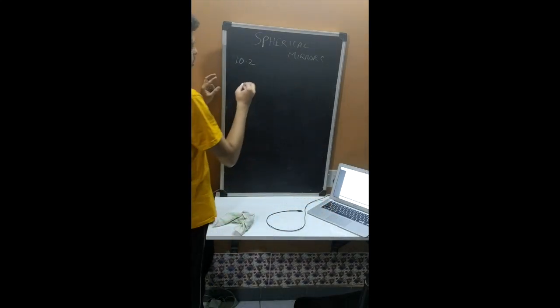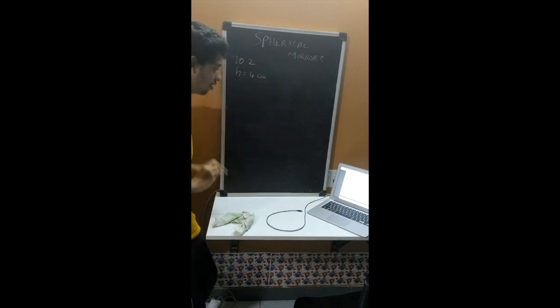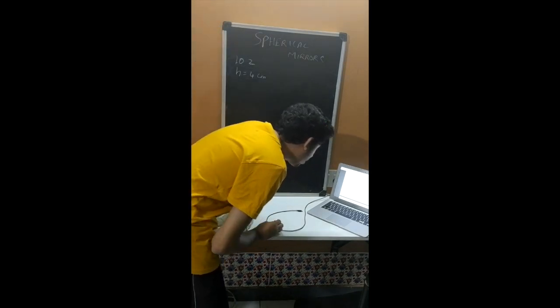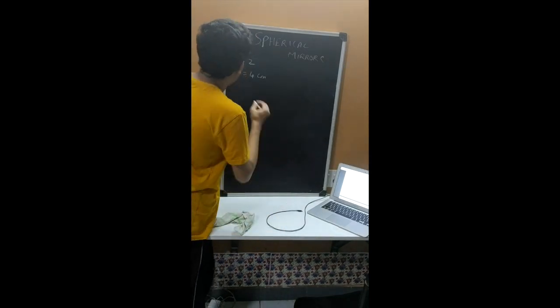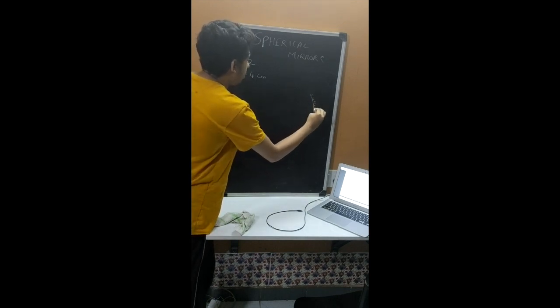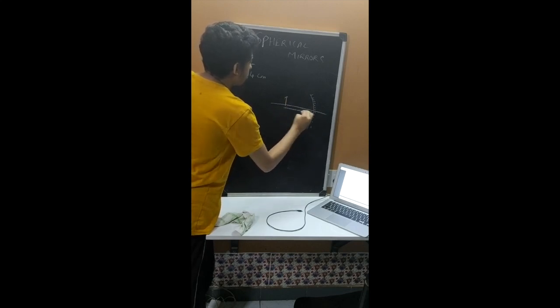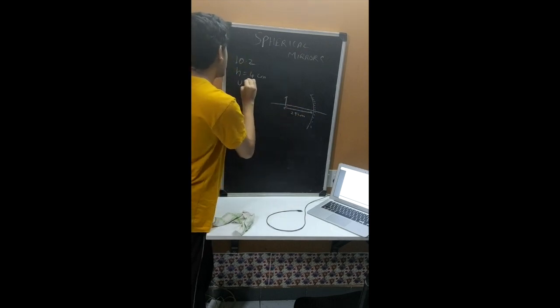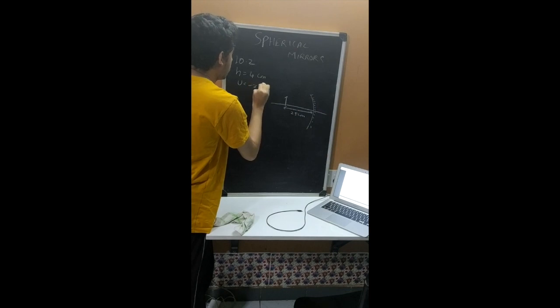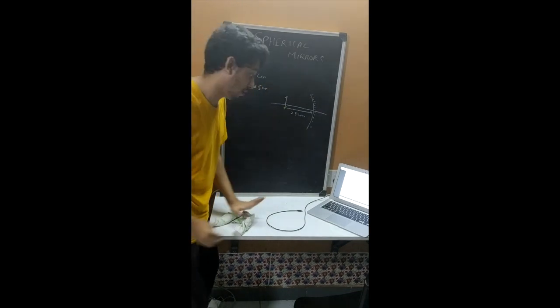Object 4 centimeter in size. So object size is 4 centimeter, 25 centimeter in front of a concave mirror. So always the mirror is towards the right again. Okay, 25 centimeter it seems. So u is minus 25 centimeter, because the object is always towards the left of the mirror.